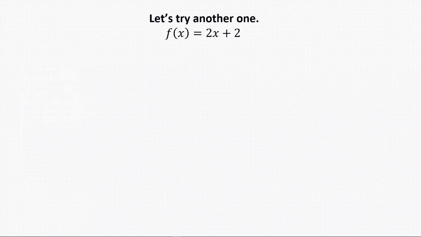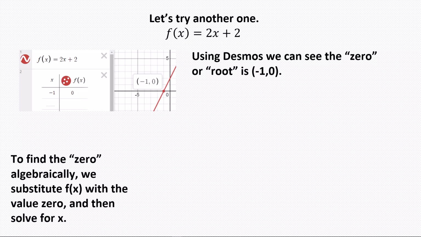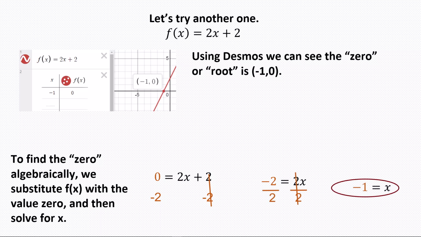Let's try another one. f of x equals 2x plus 2. Using Desmos, we can see the zero, or root, is -1, 0. To find the zero algebraically, we substitute f of x with the value 0, and then solve for x. 0 equals 2x plus 2. Subtract 2 from both sides, and we get -2 equals 2x. Divide both sides by 2, and we get -1 equals x, which matches the point we found earlier using Desmos.